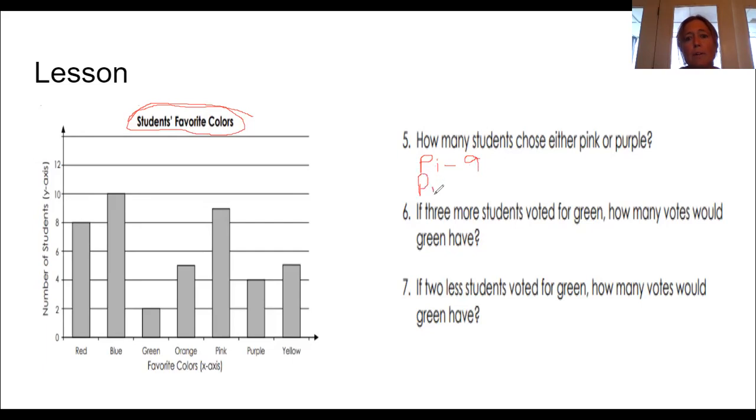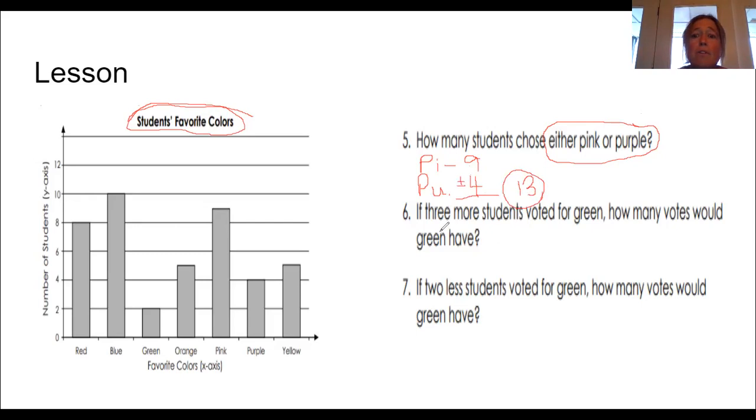And it says or purple. So I'm going to say purple is PU. Purple's number is on a line, so it is 4. And it says how many people chose either pink or purple. This is a hard question, but when it says either pink or purple, we have to add them together because they want to know how many people chose either of those colors. So 9 plus 4 is 13. So 13 people chose either pink or purple.